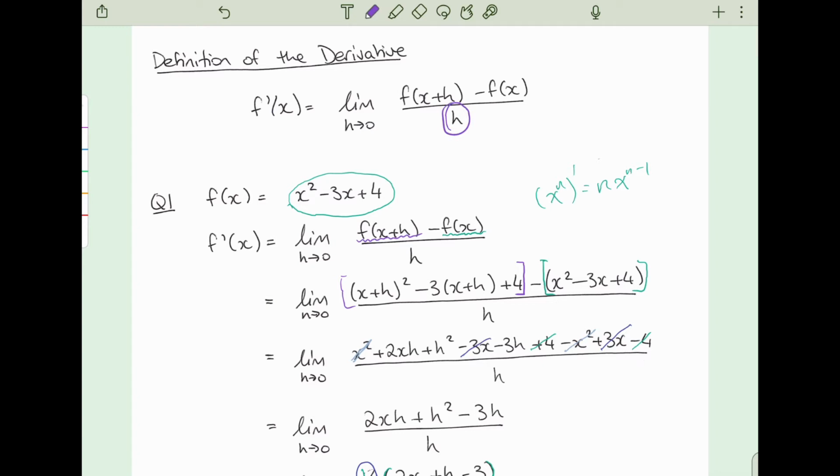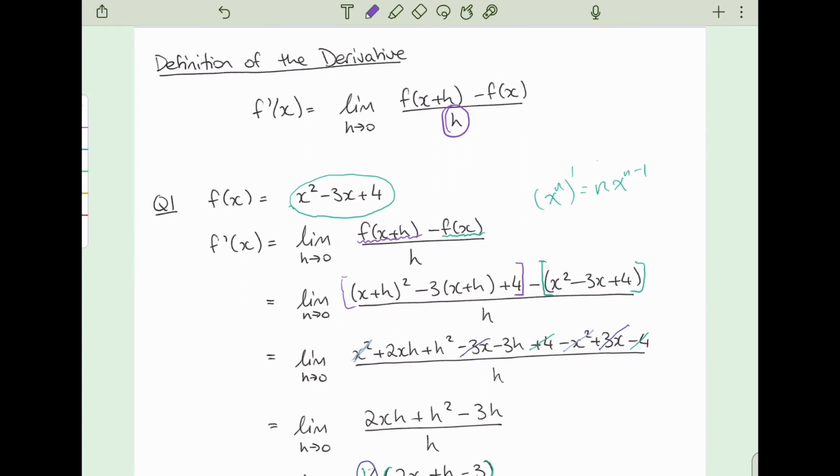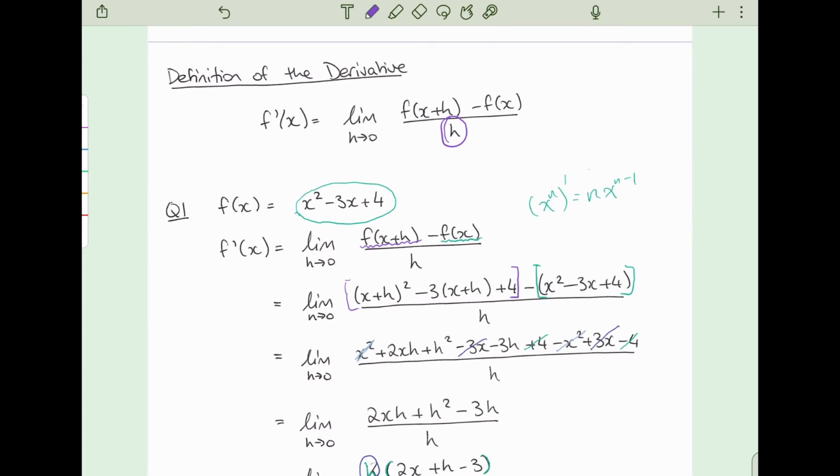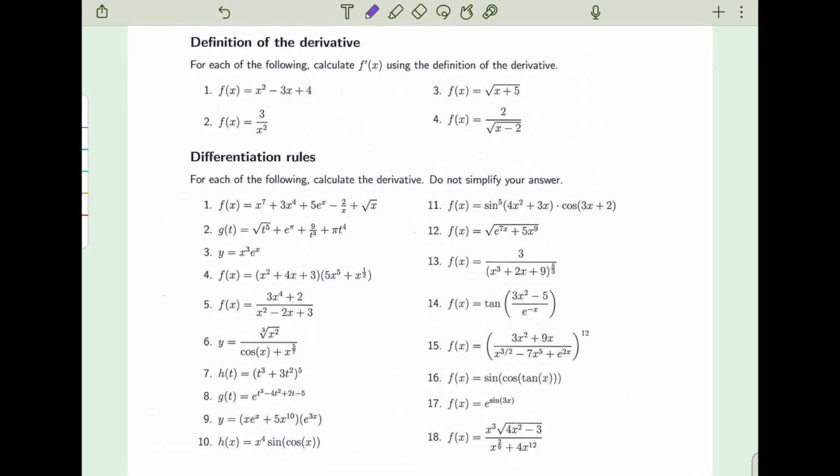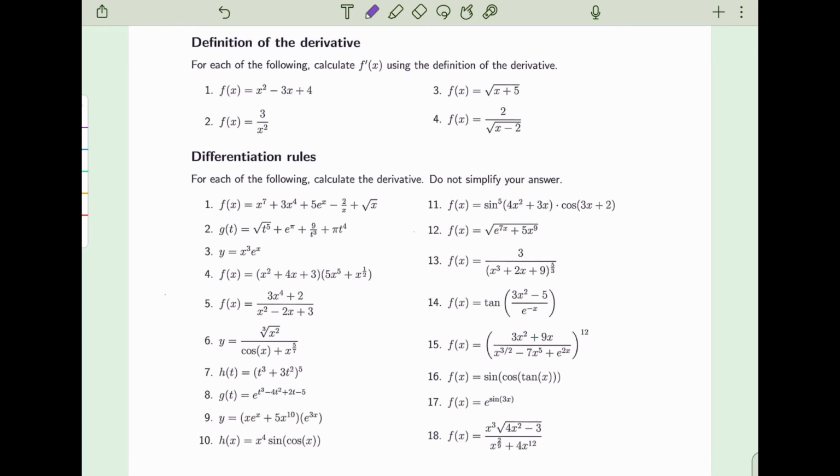That is the key element of this type of question. If you were not able to cancel out this h, that means there's something wrong. There must be something wrong in between in your steps. Okay, so that is our first question, using the definition to find the derivative.